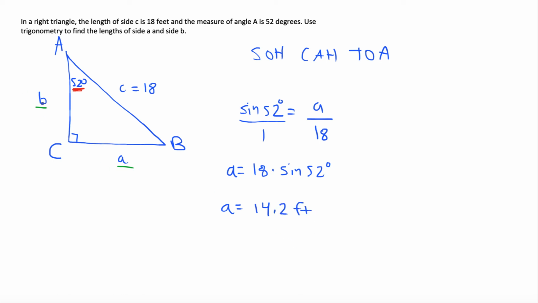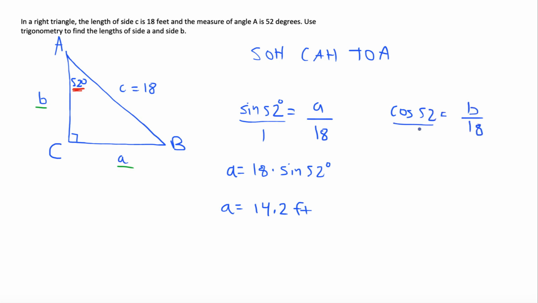All right, so what about B? How are we going to find B? Now we have to look at the relationship, right? In relationship to this angle, this is the adjacent side, and this is the hypotenuse, right? So we got adjacent, hypotenuse. We're going to need to use cosine for that. So let's set that up. Cosine of 52 is equal to B over 18.